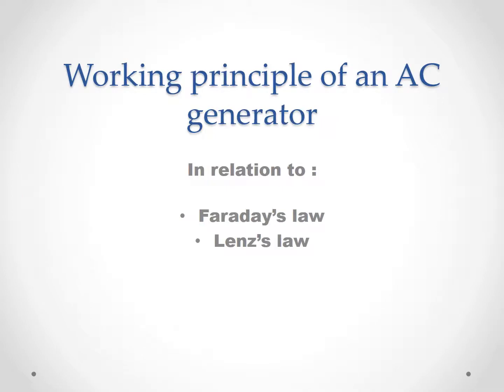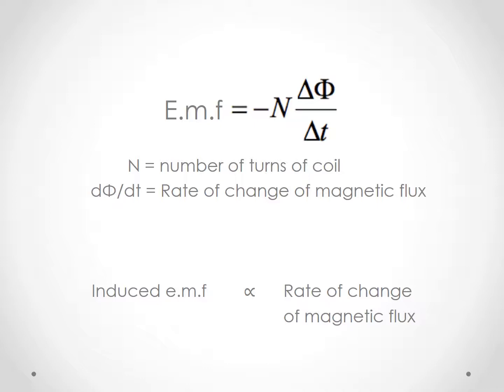The working principle of an AC generator in relation to Faraday's law and Lenz's law. Faraday's law states that the EMF is given by the rate of change of magnetic flux. The direction of electromotive force is given by Lenz's law, and that's how you get the negative in the equation. From the equation, we know that the EMF induced is directly proportional to the rate of change of magnetic flux.